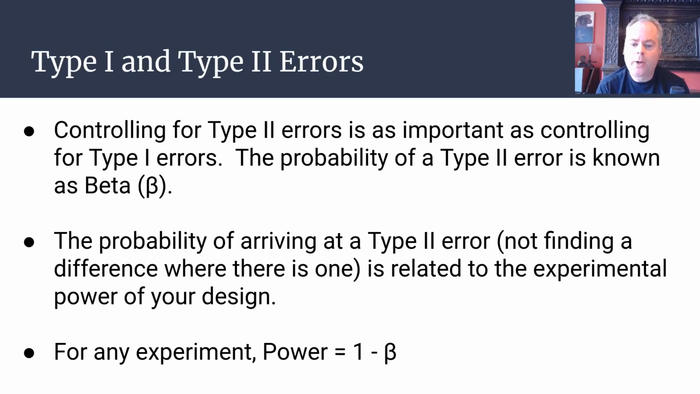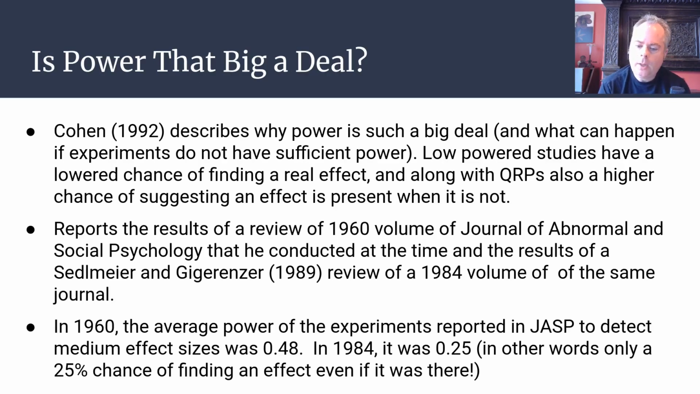In the same way that we've got a critical alpha level corresponding to controlling for type 1 errors, we've also got a probability corresponding to type 2 error, which is known as beta. And the probability of arriving at a type 2 error, in other words, failing to find a difference when there is actually a difference there to be found, is related to the experimental power of your design. For any experiment, power is equal to 1 minus beta, so 1 minus the probability of a type 2 error. Experimental power is a very big deal.